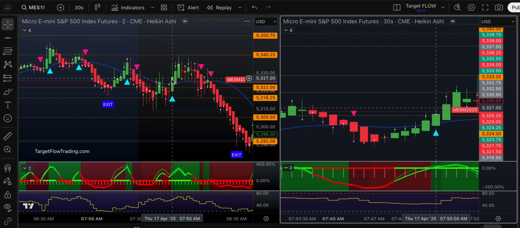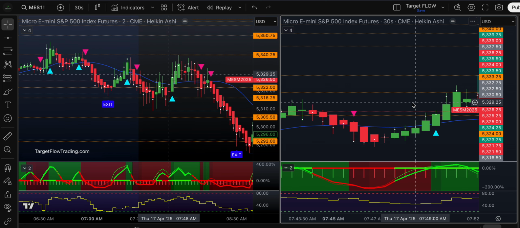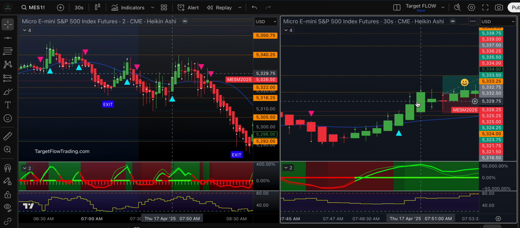Now it did break out of this area here of the open, and gave us a signal. So the main thing we want to look at is, is there going to be enough room for us to get into this trade to move up to another line? Okay, and you can see I've marked it off here.